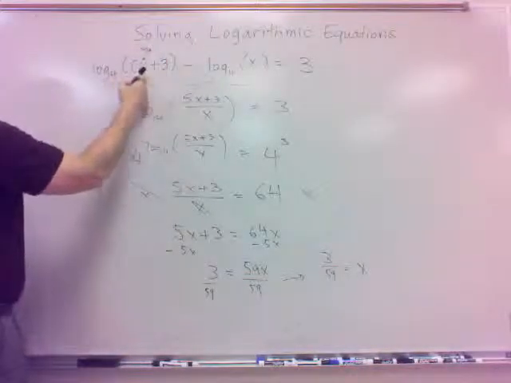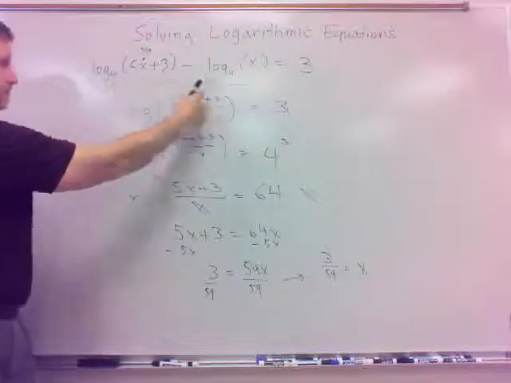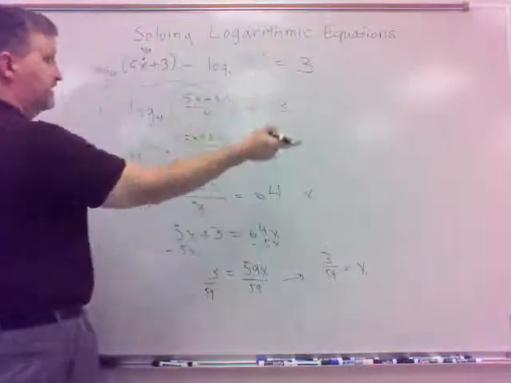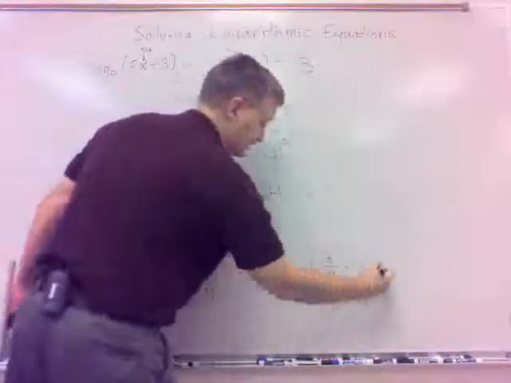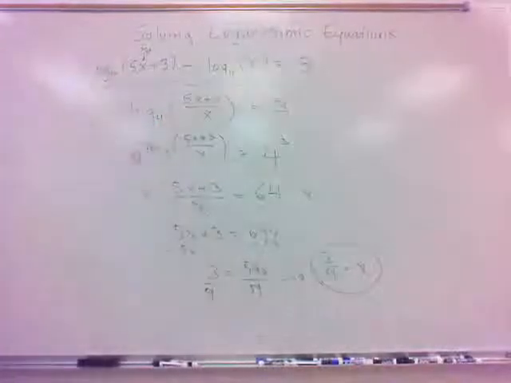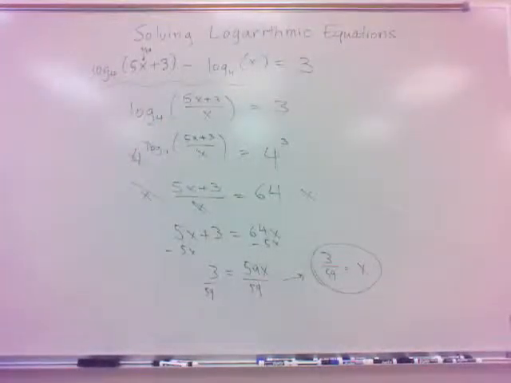Yeah, that's okay, because that's still going to be a positive number. 3 59ths, that's positive, so it's not a negative, it's not 0. It's okay. 3 59ths. Okay?